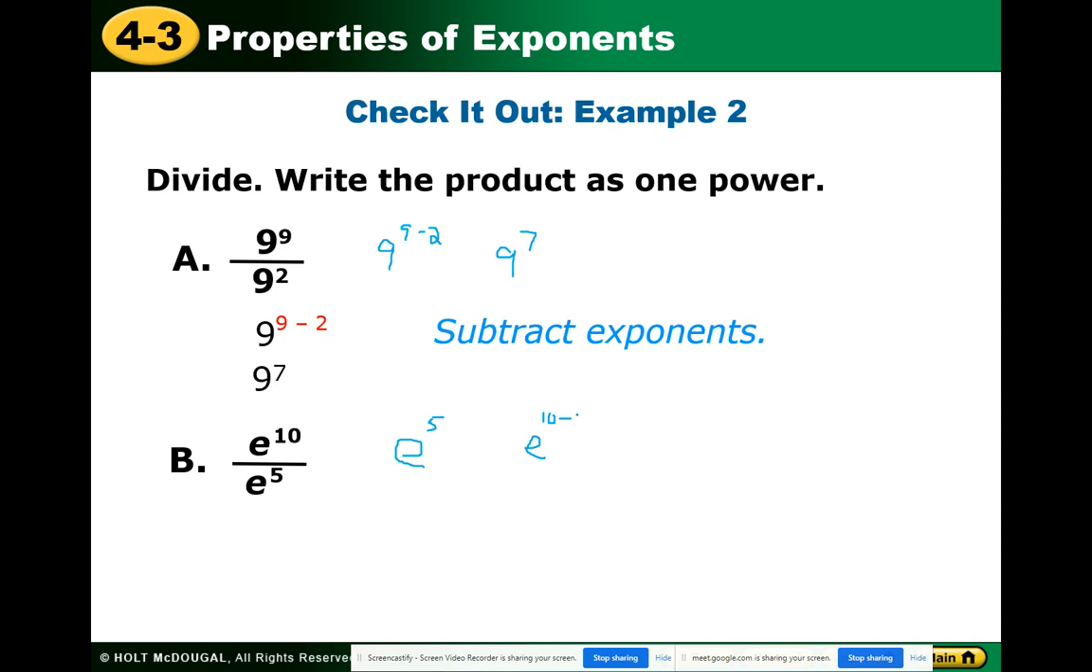All right, yes, you subtract 5 from 10. Very nice job. Well done. Way to help explain that. Thank you. All right, Connor, you weren't asked to explain it.